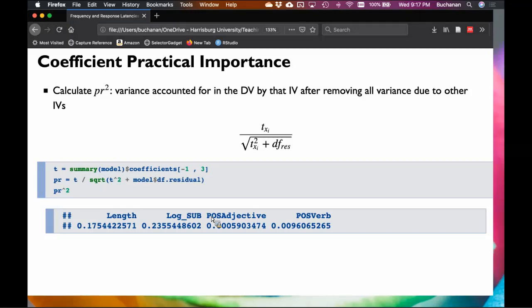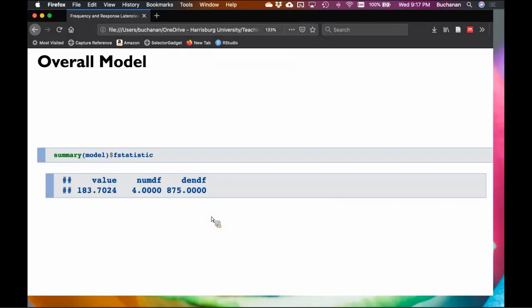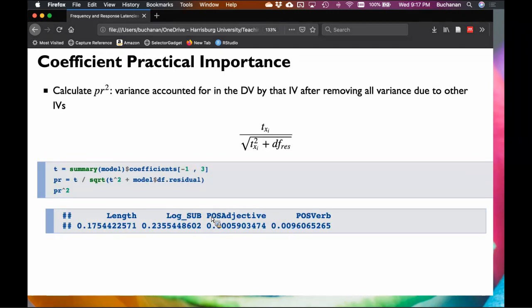Okay, removing every other possible correlation. This is in comparison to what are called semi-partial correlations, which are slightly different math. Those can add up to 1. All right, so I can tell from my coefficients that length and frequency are significant and probably fairly important because they're about 20% of the variance or more each.